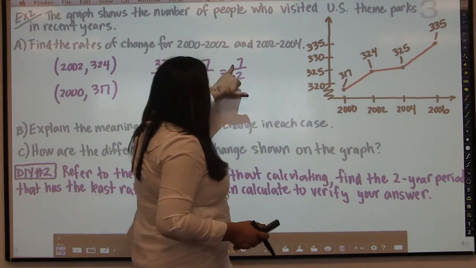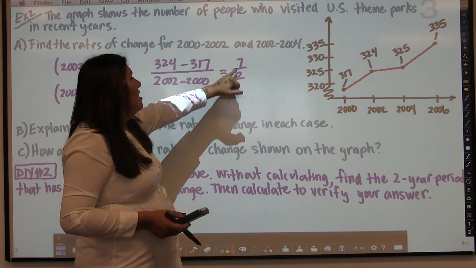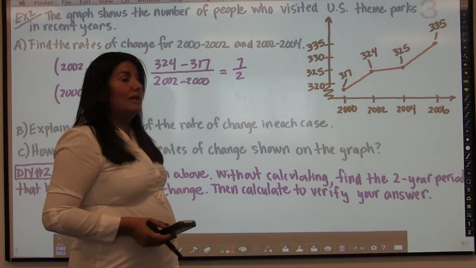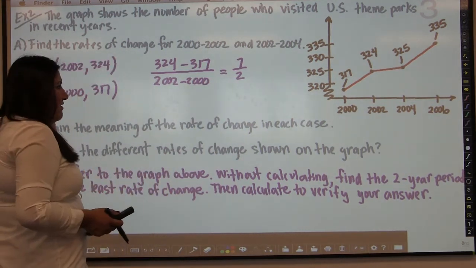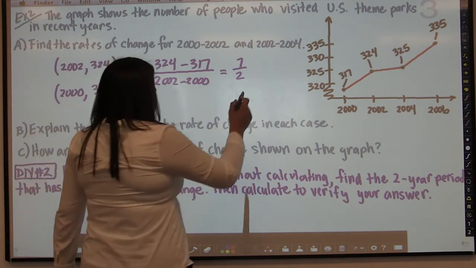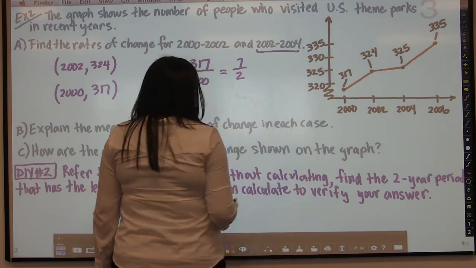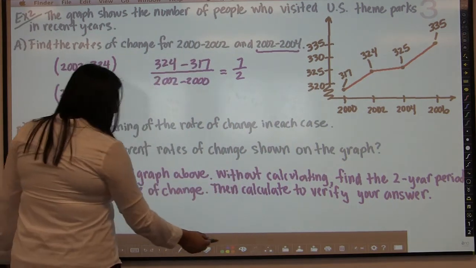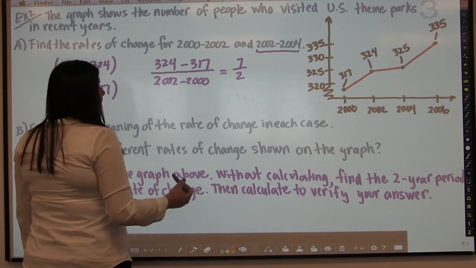So this would be 7 million attendees every 2 years, roughly. Okay, that's what that would mean there, 7 divided by 2. And then you want to do the exact same thing for this year, 2002 to 2004.